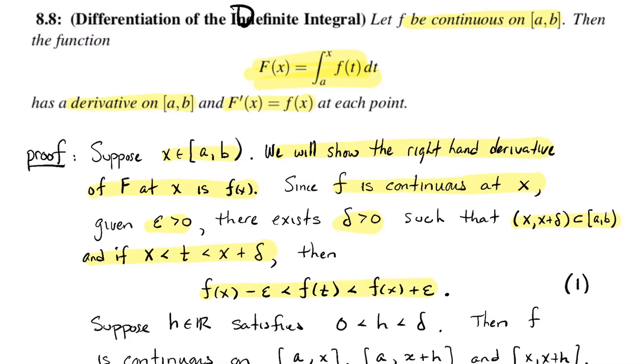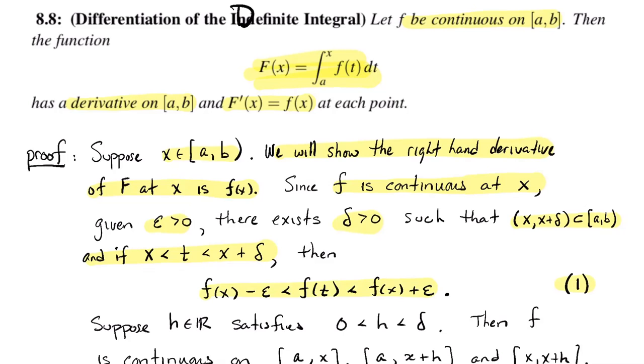And I'm writing that as some inequalities like this. So f of t is at least f of x minus epsilon, but it's no more than f of x plus epsilon, as long as t satisfies this condition, that it's bigger than x, but less than x plus delta. Okay, and I'm going to call that equation 1, because I'm going to refer to it later. So that's by the continuity of our function f.